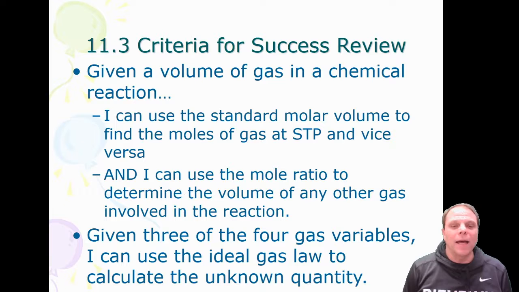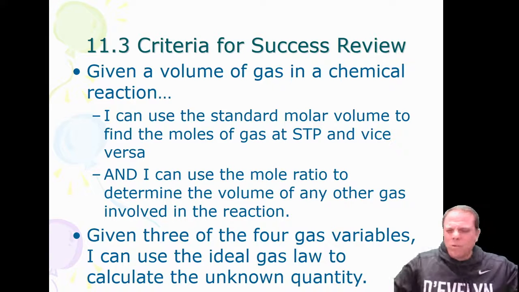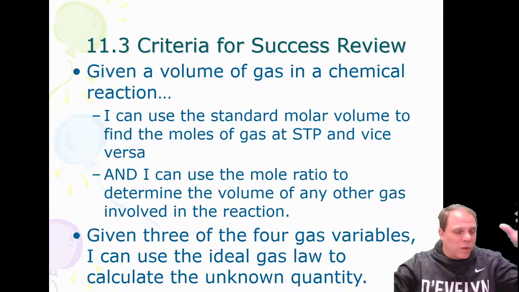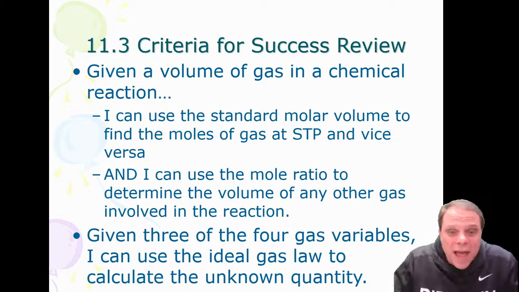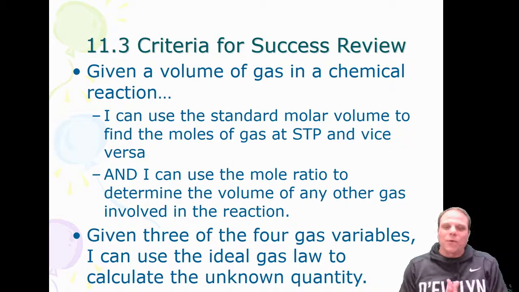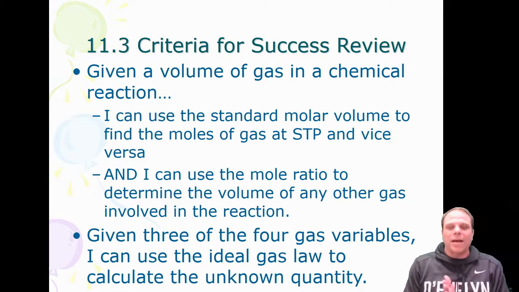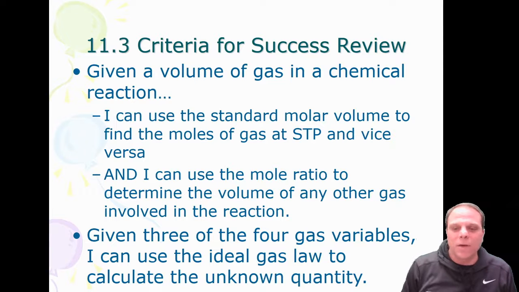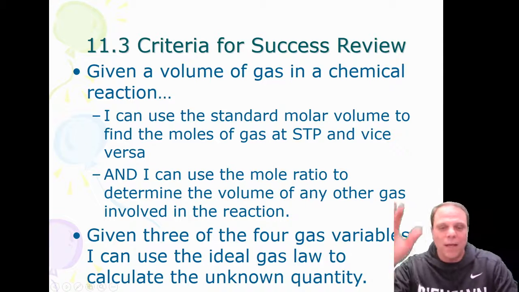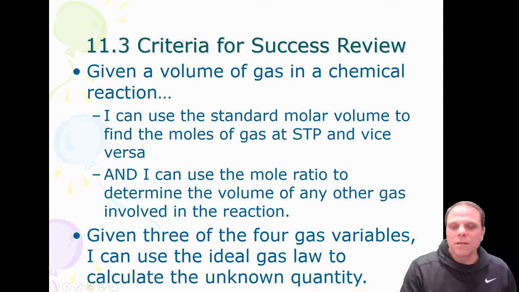And you can use the mole ratio to determine the volume of any other gas involved in the reaction. 4 moles of this to 4 moles of that means 4 liters of that, 4 liters of that. They're both gases. Given 3 of the 4 gas variables, I can use the ideal gas law to calculate the unknown quantity. Yes, indeed, PV equals nRT, but you can solve for P, you can solve for n, for T, you can solve for them all. Done.